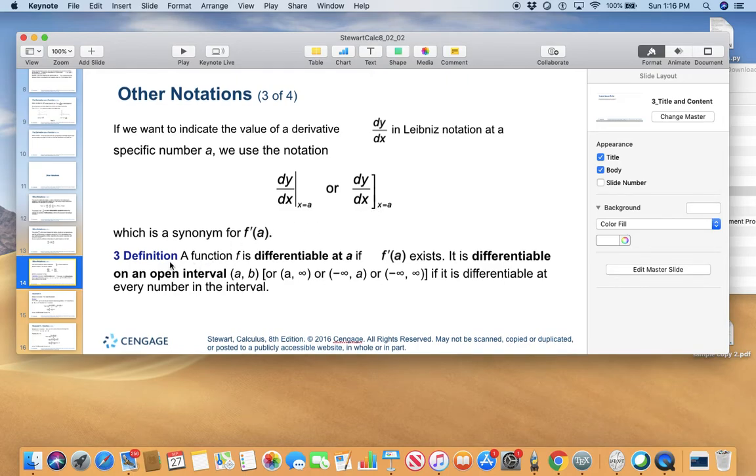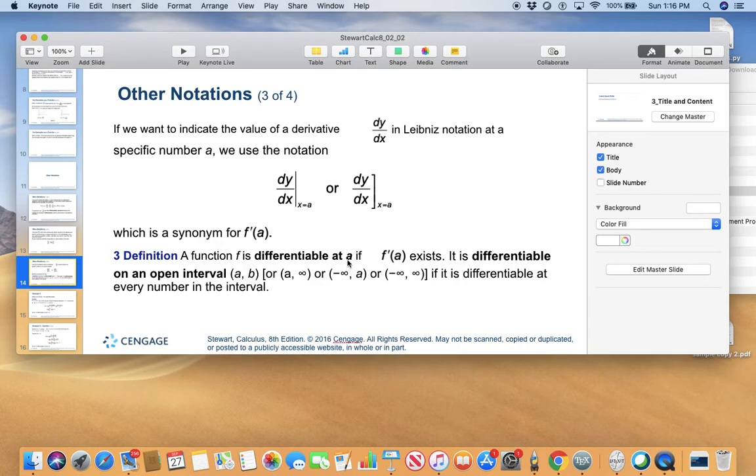Okay. A function f is said to be differentiable at a number a if the derivative of f at a exists. It is differentiable on an open interval (a, b), or (a, infinity), or (negative infinity, a), or (negative infinity, infinity), if it is differentiable at every number in the interval. So what does differentiable mean? The derivative exists. When do you say the derivative exists? When that limit exists.